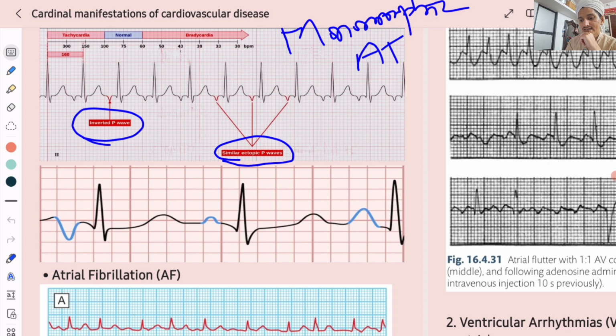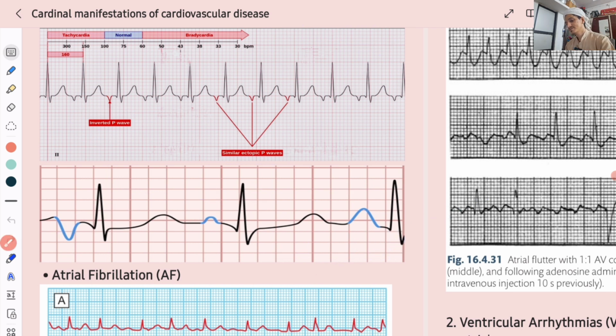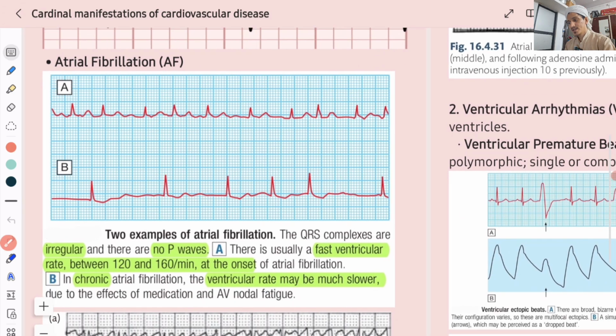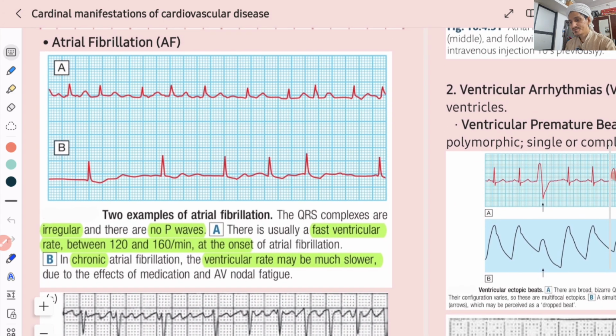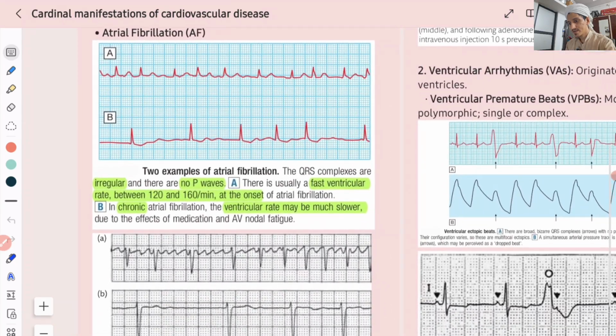And see here, this P wave is different, this P wave is different, this P wave is different, but the rate is increased. So this is an ECG example of polymorphic atrial tachycardia. Coming to atrial fibrillation, see the ECGs of atrial fibrillation.